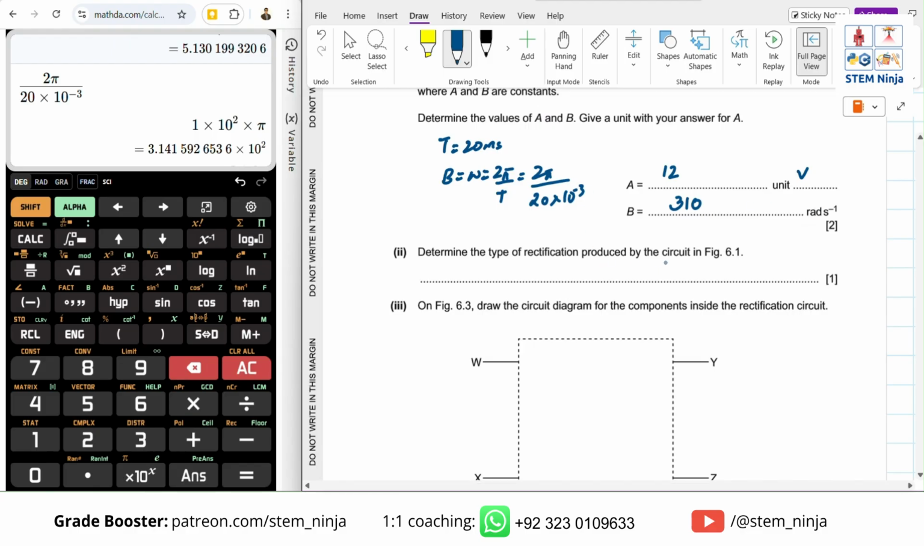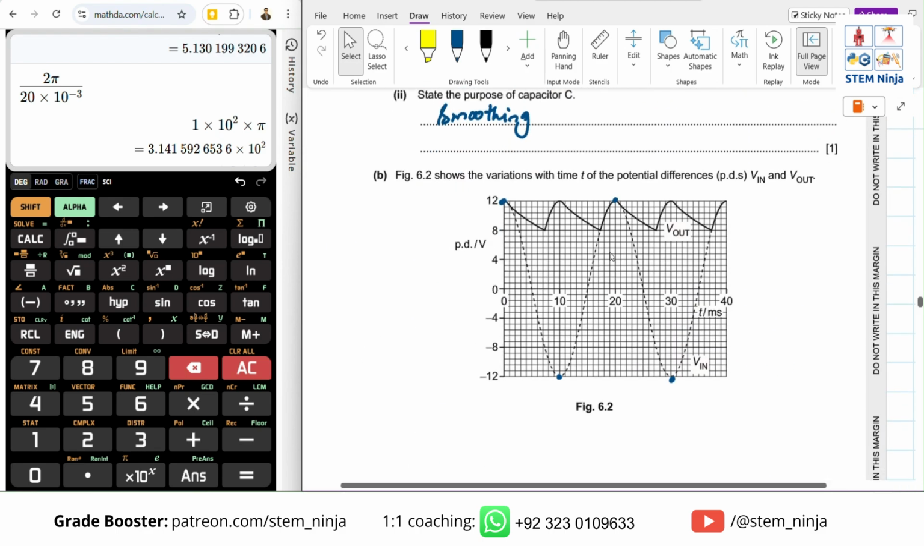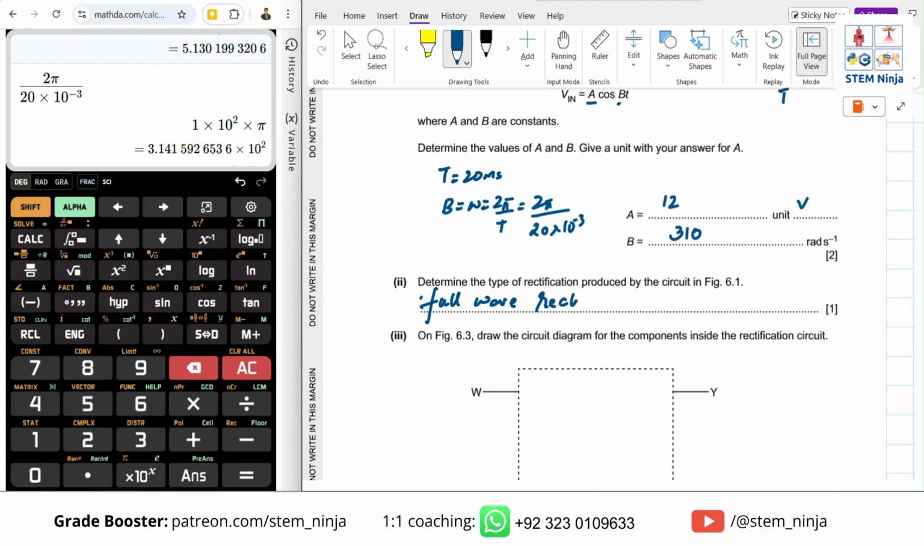Determine the type of rectification produced by the circuit in figure 6.1. Okay, now as we can see over here, the negative signals are also converted and the ripples are smoothed out. So this is full wave rectification.